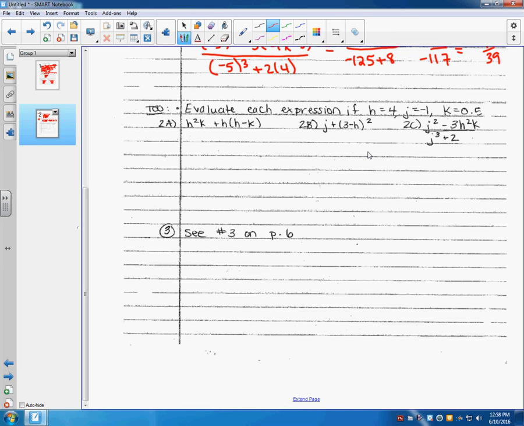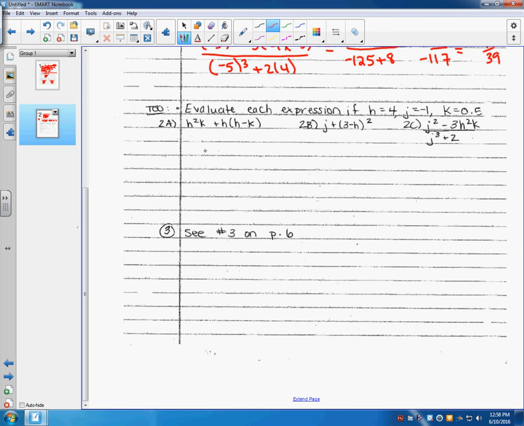So if you get it wrong, circle it, put a star by it. Do not erase the wrong work. I need to see it. So go ahead and after I finish talking, pause the video, try A, B, and C, check them with mine, and then we'll finish with number 3 together.